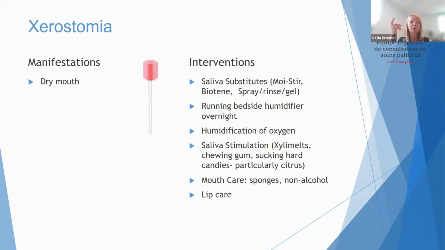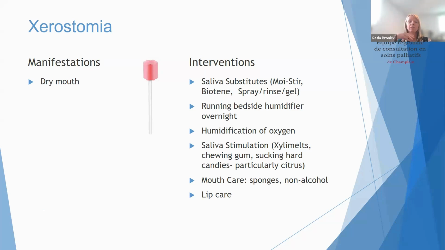They come in spray bottles, gels, rinses. The spray bottles are nice because patients can use them independently, or families can offer it to patients or residents as well. Running a bedside humidifier may be appropriate for individuals. If somebody's already on oxygen, putting humidification on that can be helpful.